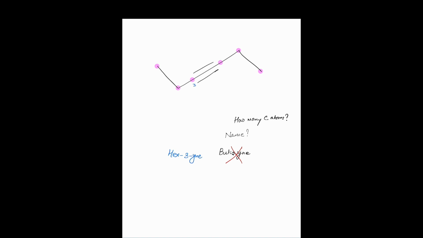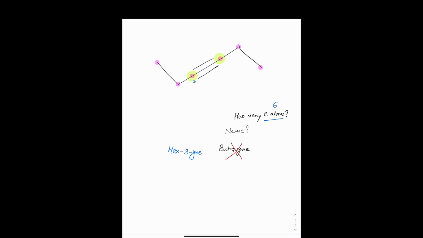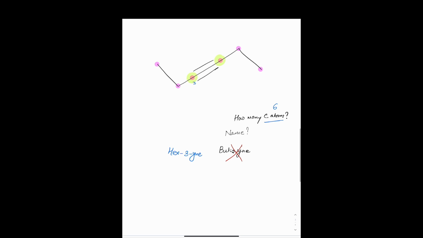And how many carbon atoms are present? The correct number of carbon atoms is 6. Why is this question so confusing? And where did these carbon atoms come from? To answer that question, let's first look at the bond line diagram of but-2-yne.